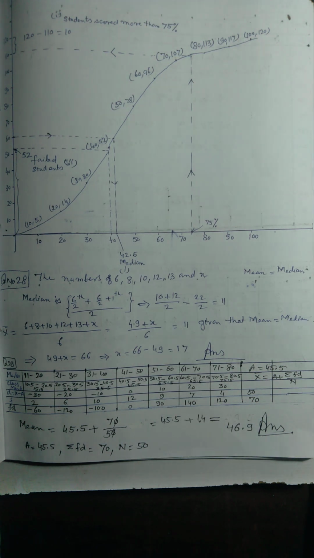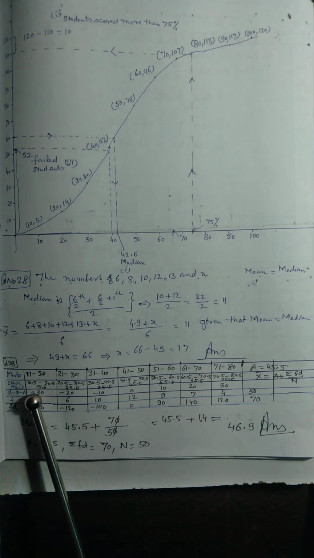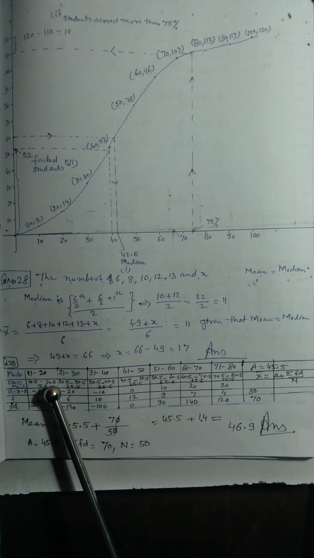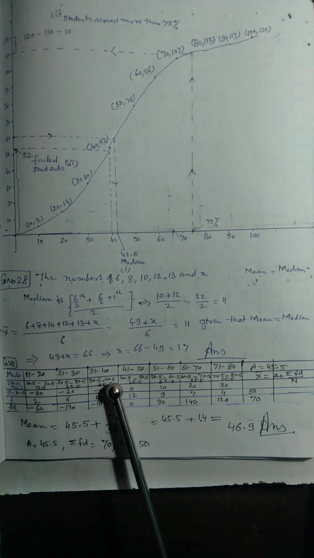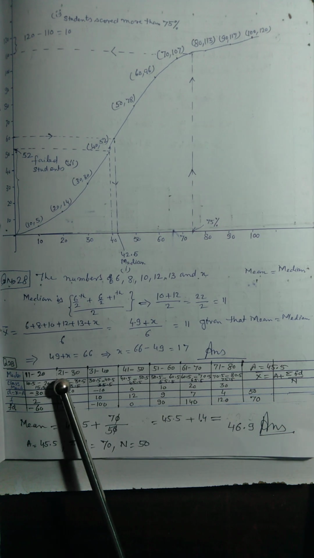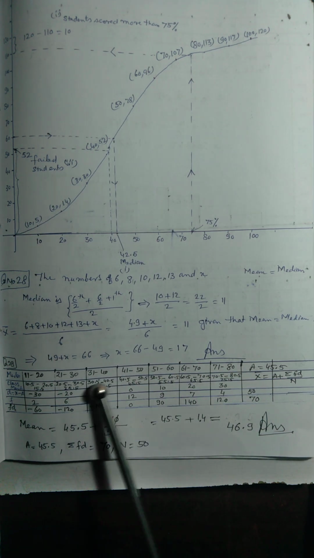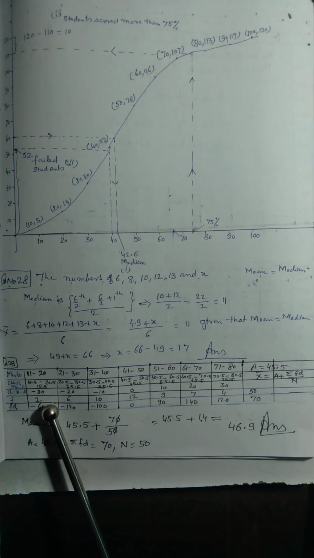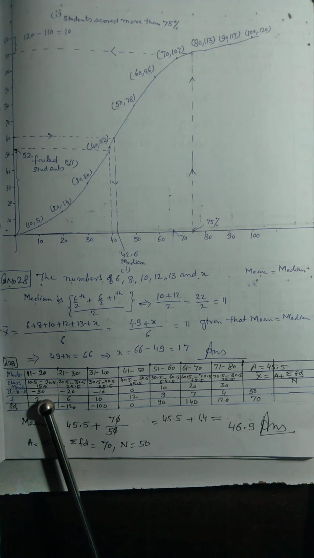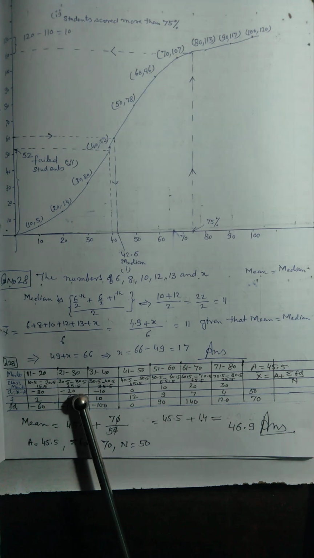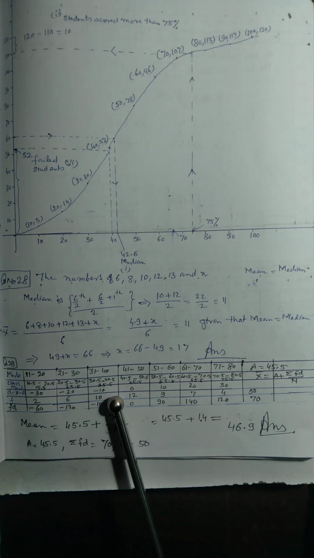Now question number 29. Calculate the mean of the distribution given below using the shortcut method. With the help of the shortcut method we have to find it. You see the marks are given here: 11 to 20, 21 to 30, 31 to 40, 41 to 50. This class is inclusive class, so we have to convert it into exclusive. So 10.5 to 20.5, 20.5 to 30.5, 30.5 to 40.5.